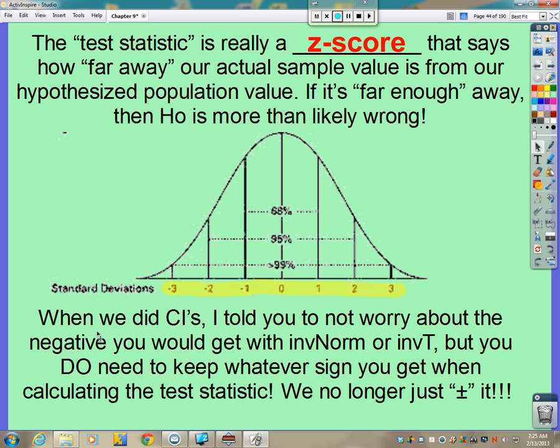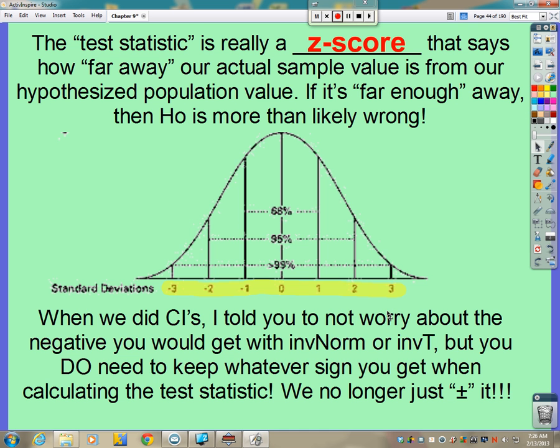Now, when we did confidence intervals, I told you not to worry about the negative sign that you would get with your z-score when you used inverse norm, or a t-score when you get inverse t. But we do need to keep whatever sign we get in our calculator now, because we're no longer going to be adding and subtracting that z-score or t-score like we did with confidence intervals. So the sign that you get in your calculator for your z-score using inverse norm, we're going to keep that number. And we're not actually going to use inverse norm and inverse t in this chapter.